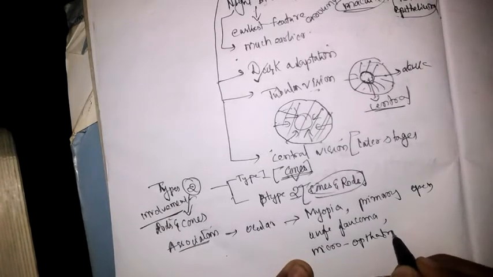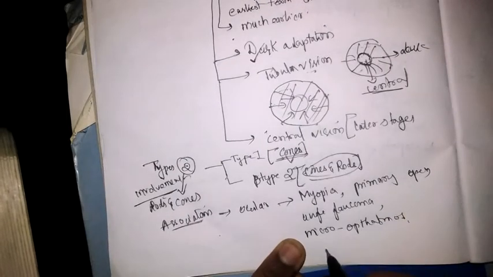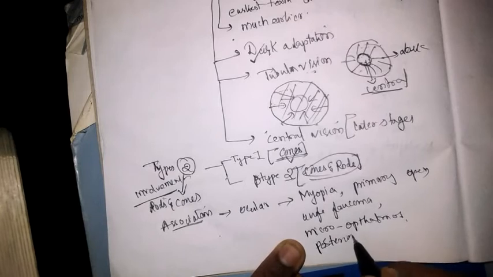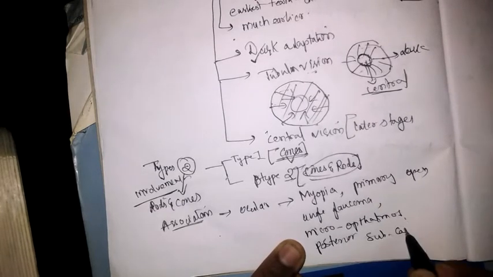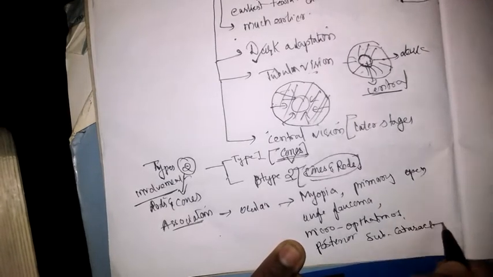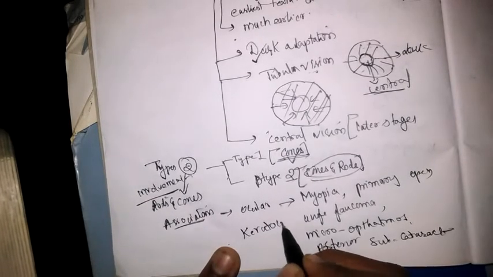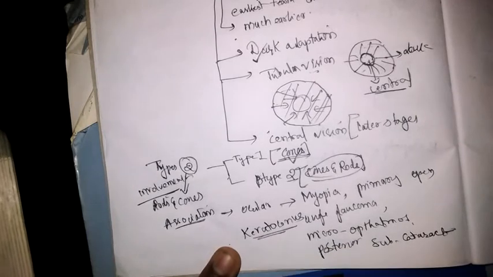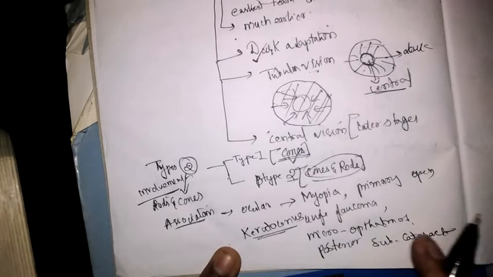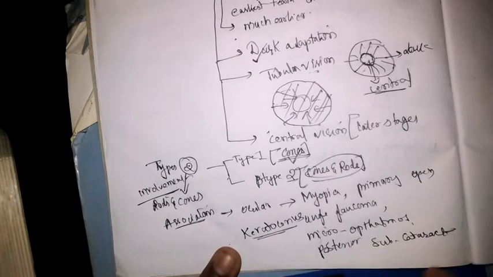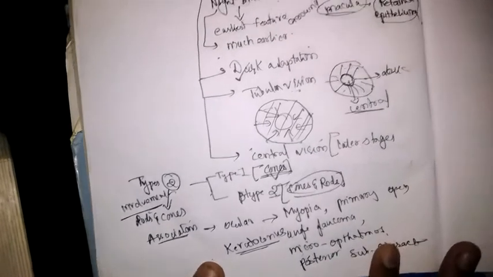Microphthalmos. Clear? Next, posterior subcapsular cataract. Next one is keratoconus. So all these conditions can get associated with retinitis pigmentosa.